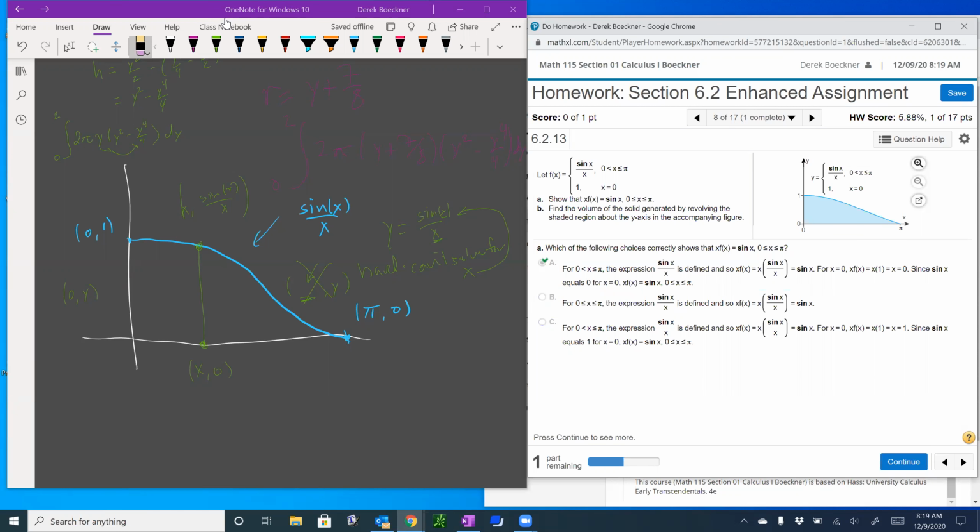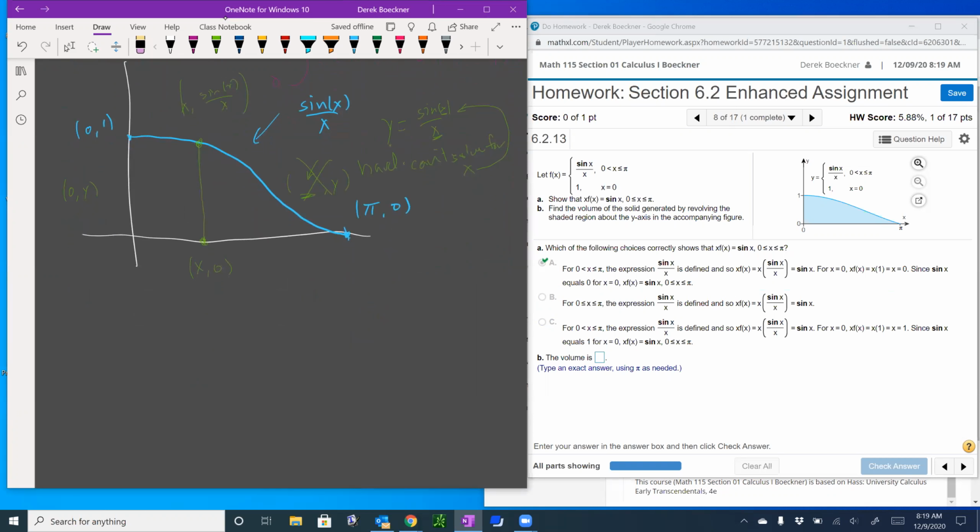Okay. Next part. We want to find the volume. So let's take these shells. My radius of the shell is that. The height of the shell is this. So I want 2 pi r h dx in this case, because these things are stacking up in the x direction now.